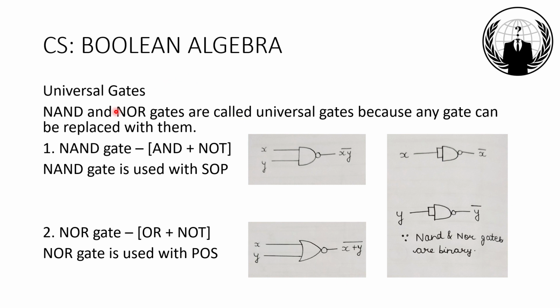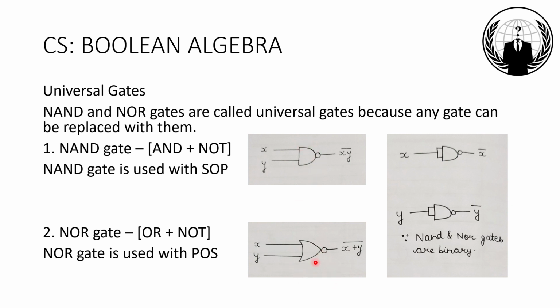Now here are the universal gates, which are of two types, NAND and NOR gate. NAND gate is the combination of AND and NOT gate, and NOR gate is the combination of OR and NOT gate. These two gates are called universal gates because any gate can be replaced with them. That means instead of using NOT gate, AND gate and OR gate, we can use NAND and NOR gate universally in the place of any of the gates. NAND gate is basically used with SOP, or sum of products, and NOR gate is used basically with POS, or product of sums.